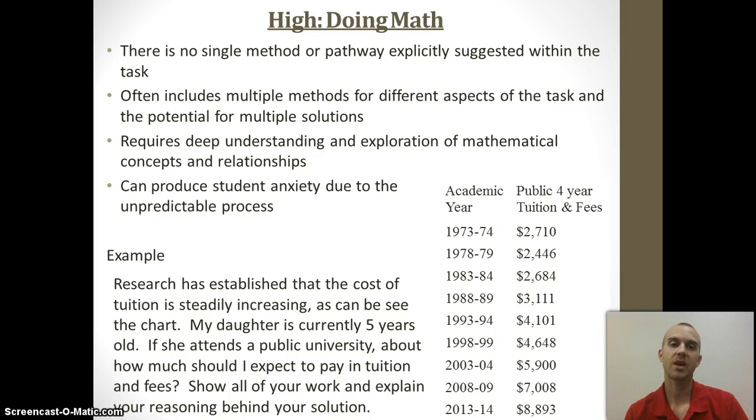Now when we get to doing mathematics, one of the things that's recognized is that the problem will not have an explicit, and likely won't have an implicit, method or pathway to solve the task. You're looking typically at requiring different methods for different aspects of the task, and often these tasks can have multiple solutions, so they're more open-ended problems.